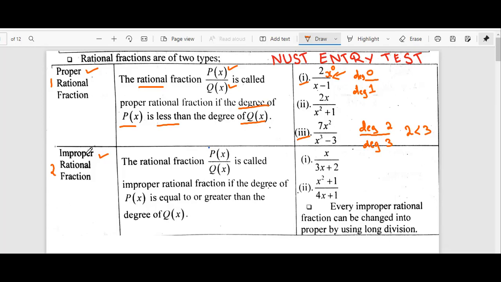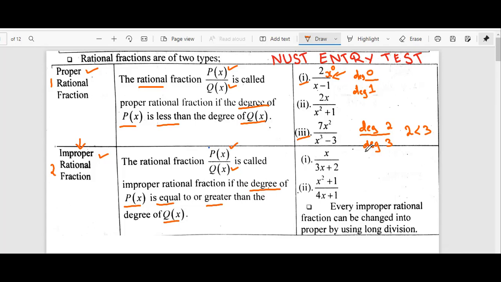Now let's talk about improper fractions. Improper rational fraction or improper partial fractions is the same thing. It is called improper if the degree of p of x, that is the function in numerator, is equal to or greater than the degree of q of x. Again, we're talking about partial fractions. We will have a polynomial in numerator, a polynomial in denominator, and we need to talk about the degree, okay? So it is going to be improper if the degree of numerator is equal to the degree of denominator.